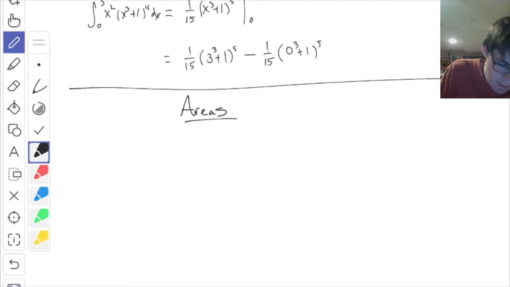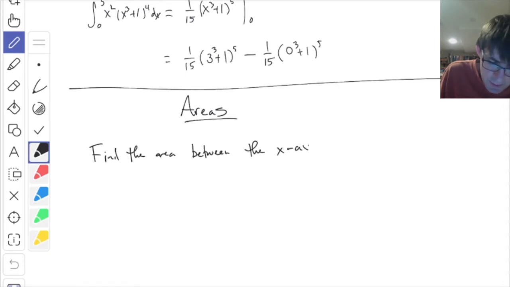Let's see. So I got two problems to do. The idea is finding the area of something. The purpose of the integral is it tells you the area under the curve. So we can use the integral to find the area of certain shapes. Let's find the area between the x-axis and this curve y equals 9 minus x squared.